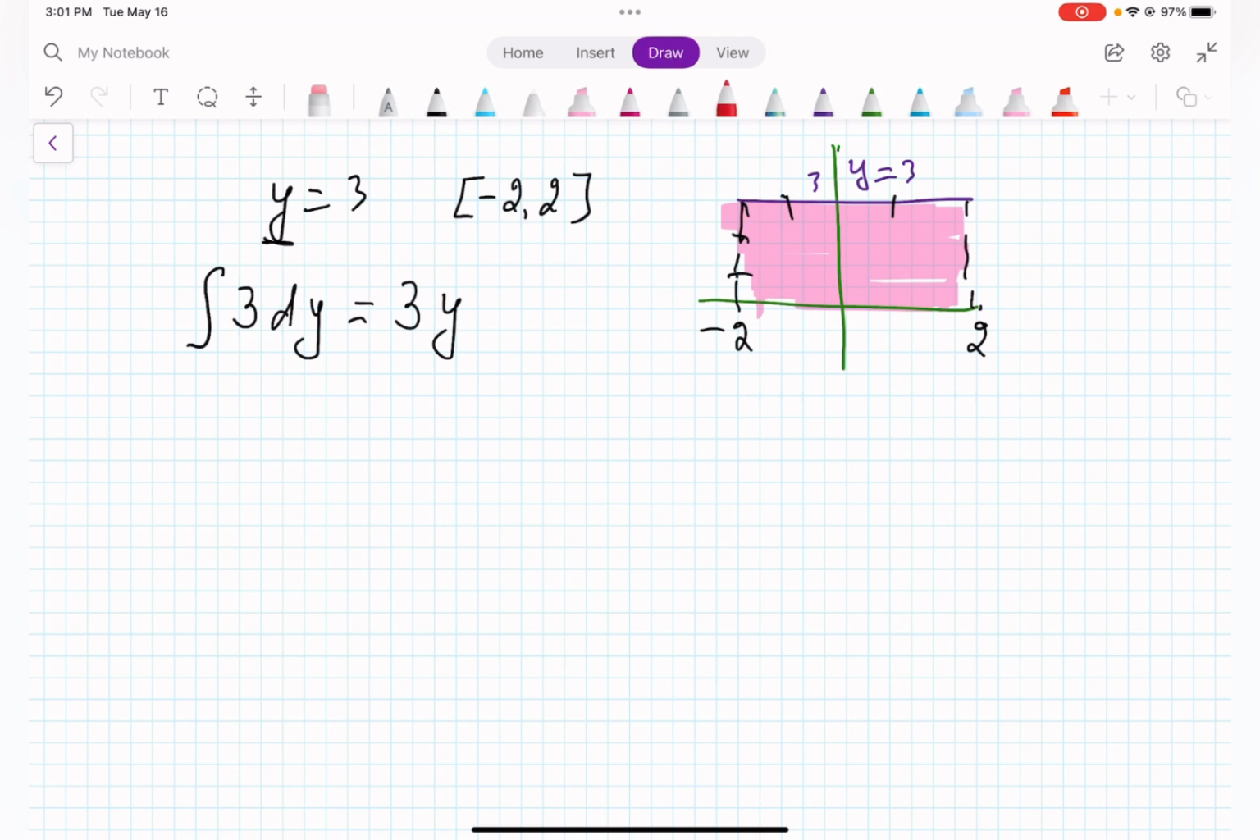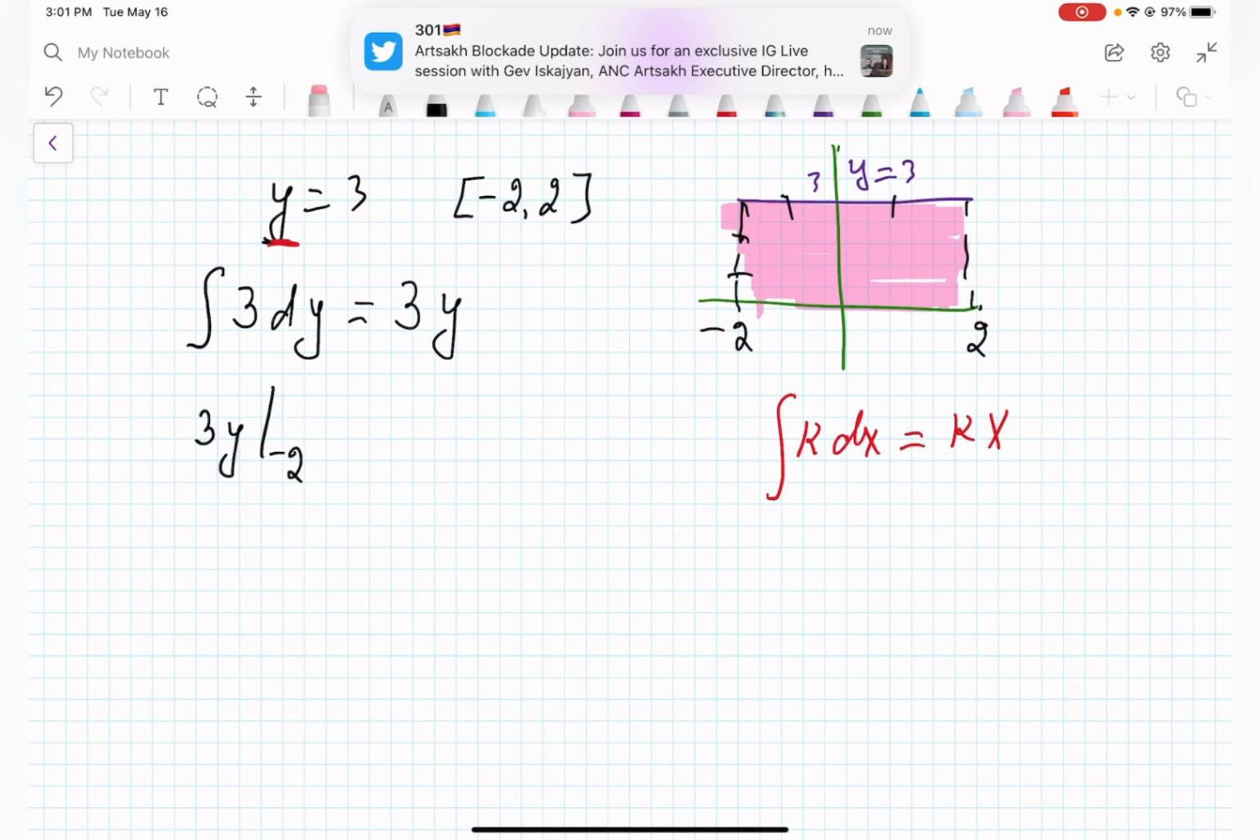To remind you the formula for integral: integral of a constant dx is equal to kx. Now, instead of dx, we have dy. I took dy because we have y here, and we get 3y, right? And next we need to evaluate this 3y for the function. Let me write it down like that: 3y, for the interval negative 2 to positive 2.